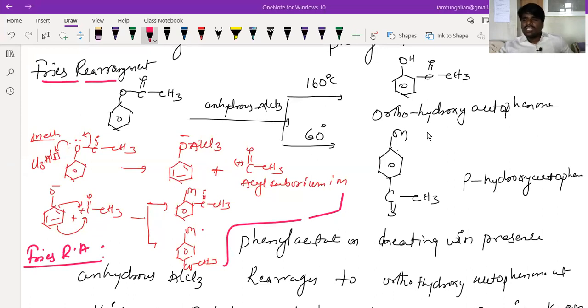This is used for the ammonification of phenol, beta. Phenol on reaction with ammonia in presence of zinc chloride. Zinc chloride acts as a Lewis acid, beta. Okay, so that helps as a catalyst, beta.